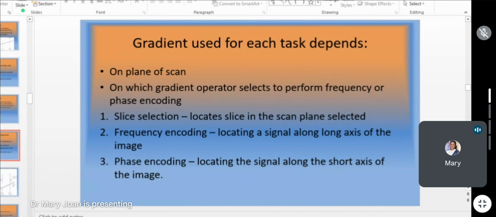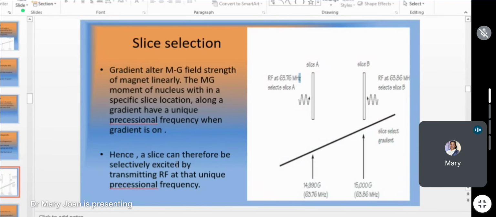So these are the 3 things the gradient is majorly used for: slice selection, frequency encoding, and phase encoding. Frequency encoding is done along the long axis and phase encoding is done along the short axis of the image.